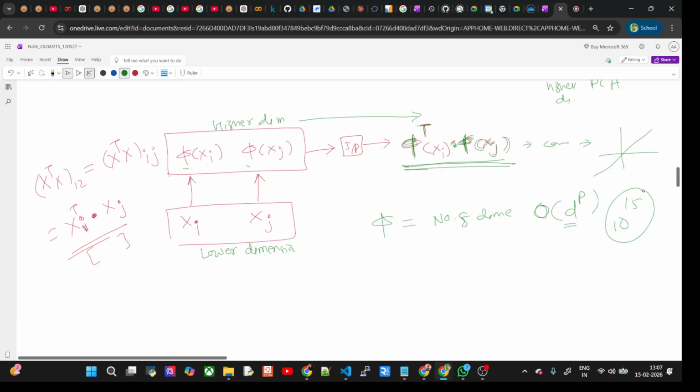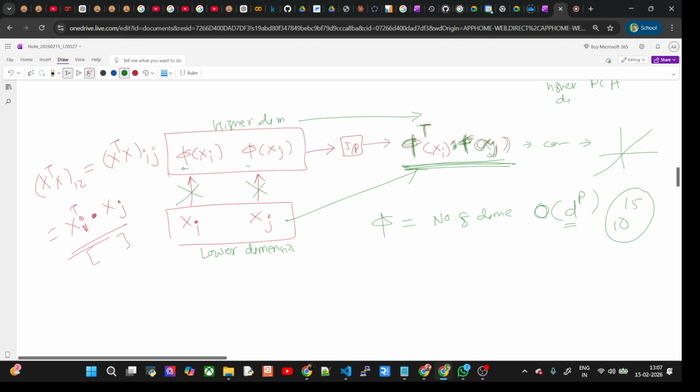So you should not do the phi calculation. If I don't do the phi calculation, then how can I go with phi transpose xi into phi of xj? How can I go there? Our main aim now is, can we bypass, can we skip this process and directly jump here? Can we do that? That is the main aim.